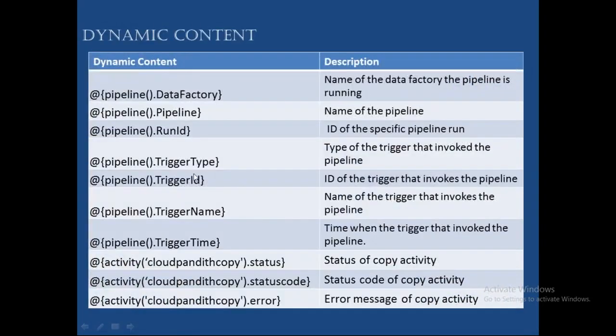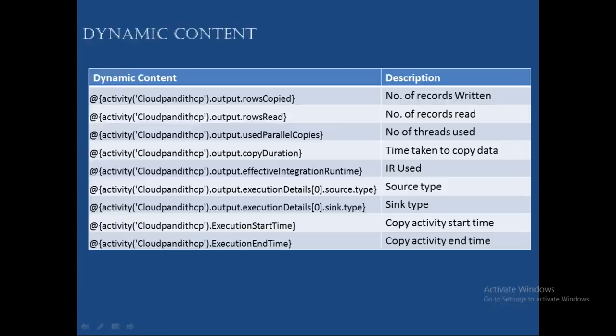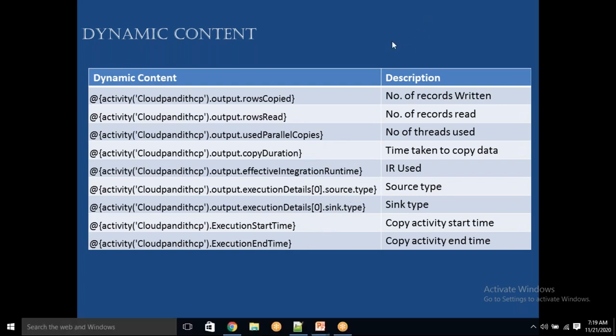Now, dynamic content, all these things we discussed. Name of the data factory, pipeline name, run ID, trigger type, trigger ID, trigger name, trigger type, status code, error. Next, we also discussed this: rows copied, rows read, parallel copies used, copy duration, integration runtime, source type, sink type, start time, execution start time, execution end time. Any doubts in this dynamic content? We discussed, but any questions, friends? As of now, does anybody have any questions?